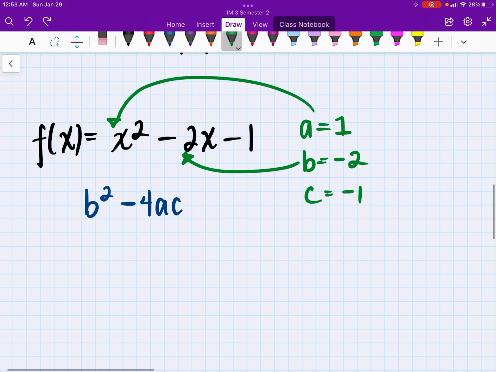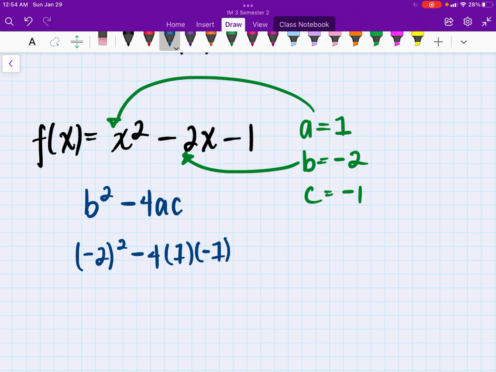Now let's go ahead and do some basic substitution here. I have a negative 2 squared minus 4 times a, which is a positive 1, times c, which is a negative 1.